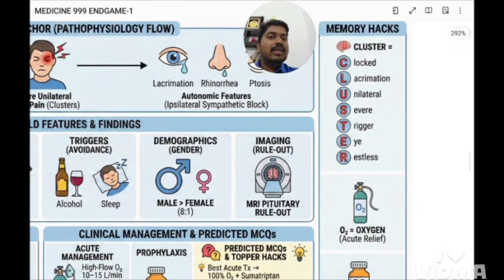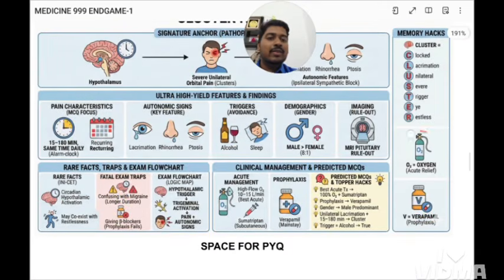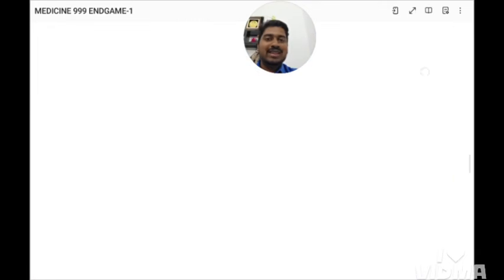Okay, so this is how it is. Clocked means it always occurs at the same time, associated with lacrimation. It is a unilateral, severe headache, behind the eye, and it is associated with restlessness. Okay, now you won't forget oxygen therapy for cluster headache.